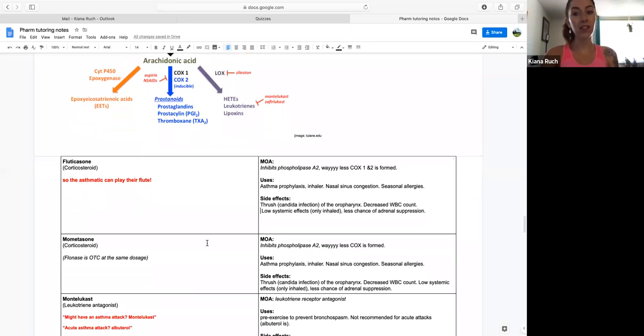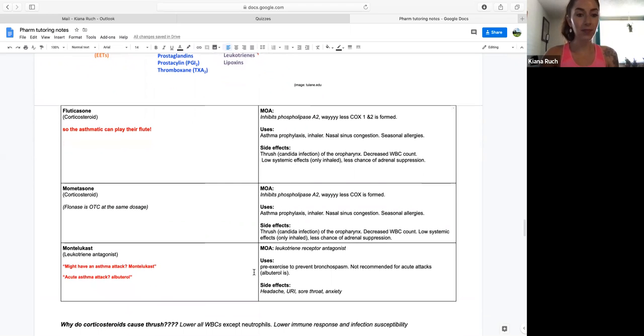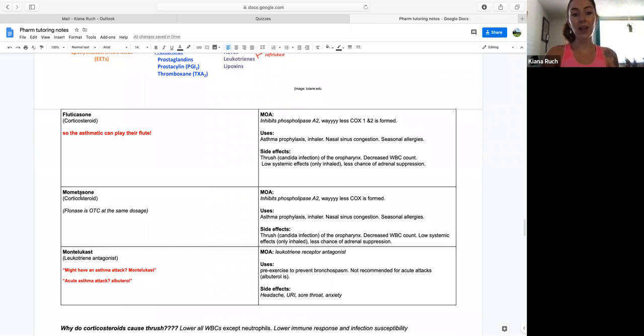Mometasone, very similar to Fluticasone. I actually can't point out any differences to you. Although you can get mometasone over the counter as Flonase, and a lot of people do that. And it still has the same side effects. So someone could be getting over-the-counter Flonase, and they could give themselves candida or thrush in their mouth. And they might not know that's going to happen, but long-term, definitely an effect.